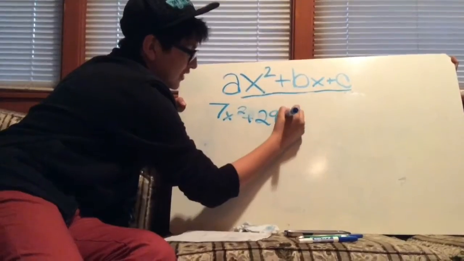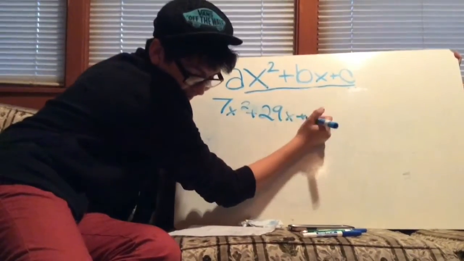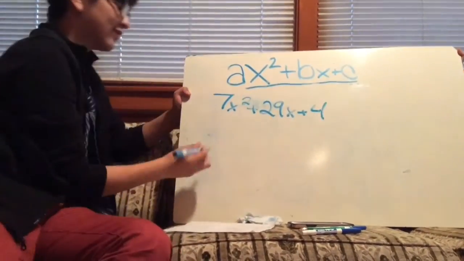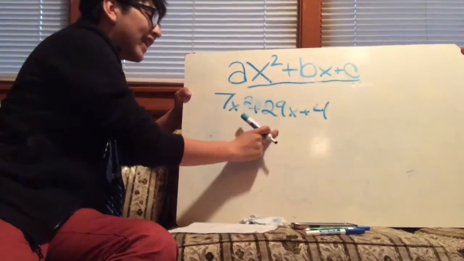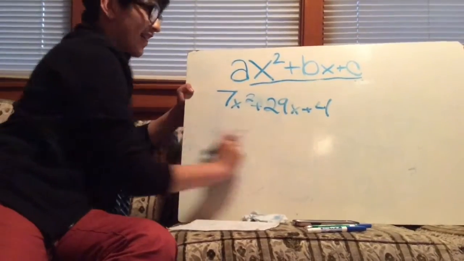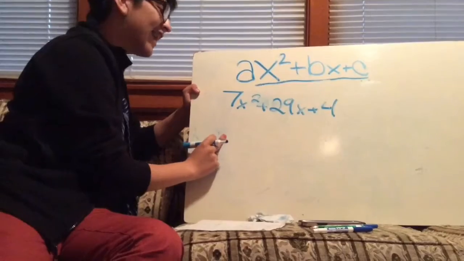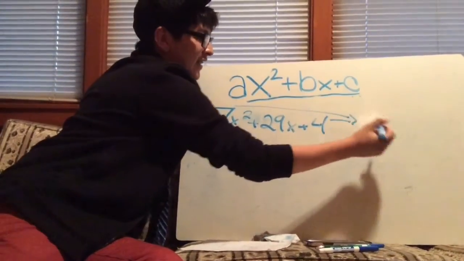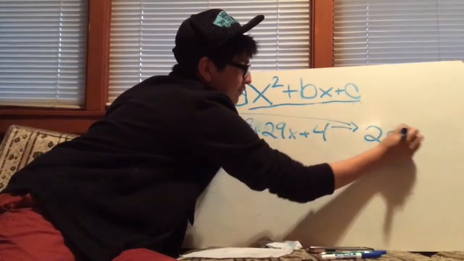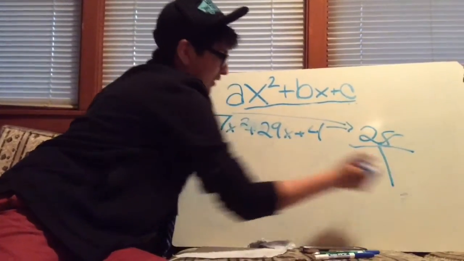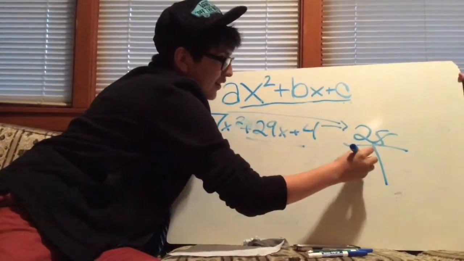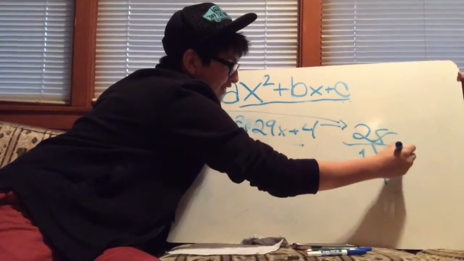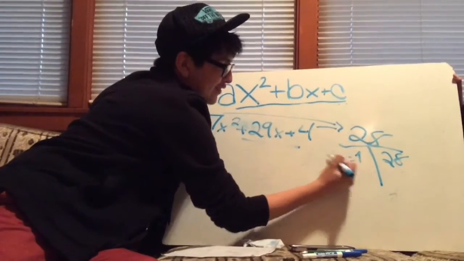Which is 7x squared plus 29x plus 4. It seems complicated, right? Not at all. You're supposed to multiply these two numbers, and that equals 28. And find out which pair adds up to 29. Of course, since I'm smart, 28 and 1. That equals 29.